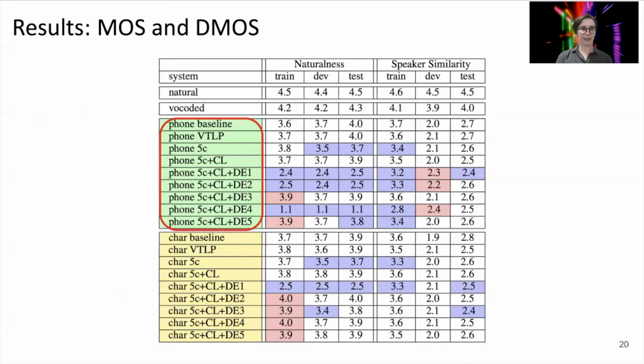Here are some of our experimental results. Systems in green are phoneme input systems. Yellow is character input systems. Systems are compared with their respective baselines, that is, character or phone. Results highlighted in red are significantly better than their respective baseline, and results in blue are significantly worse.